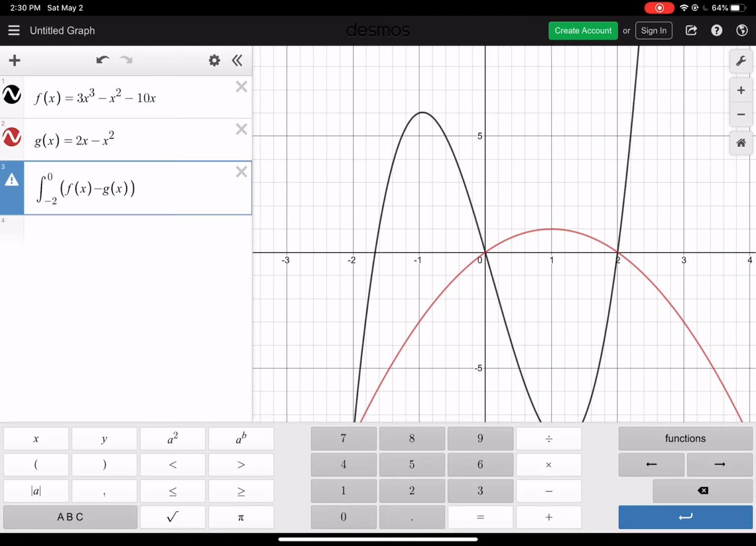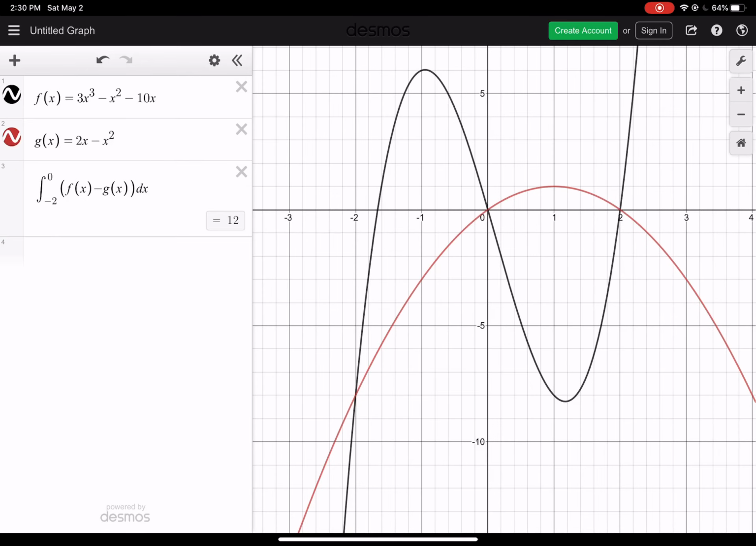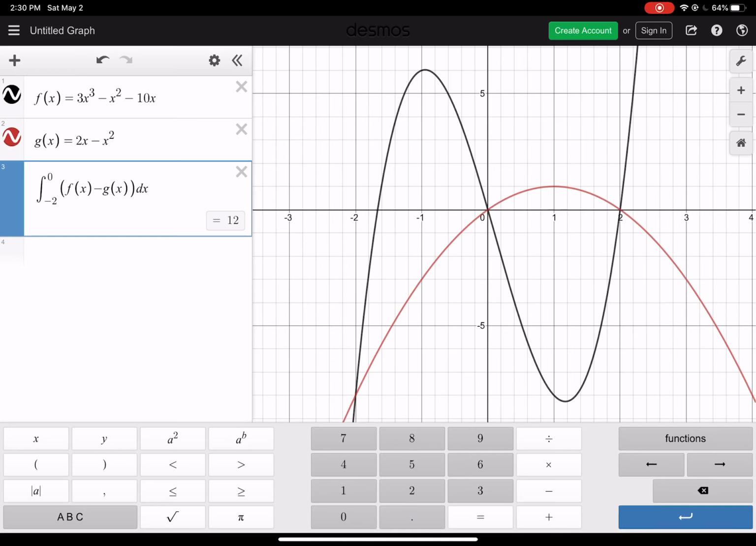Okay, I'm going to close the parentheses, and then don't forget to type in dx. So it says that the area from -2 to 0 is going to be 12. Now I have to just do the second part.